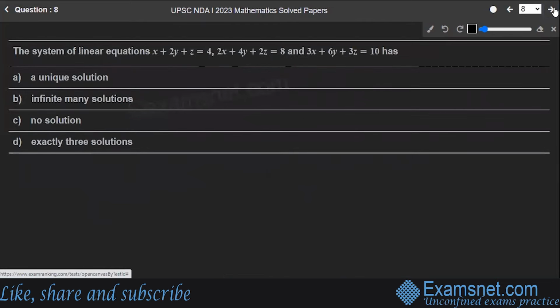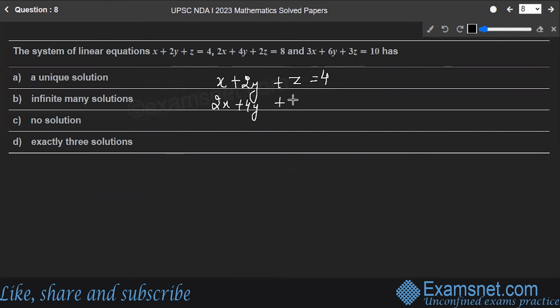The system of linear equations, 3 linear equations are given to you. This, and this. Has which type of solution? Unique, infinitely many, no solution, or exactly 3 solutions. Let's write down the system of linear equations. It's x plus 2y plus z is equal to 4. 2x plus 4y plus 2z is equal to 8. 3x plus 6y plus 3z is equal to 10.